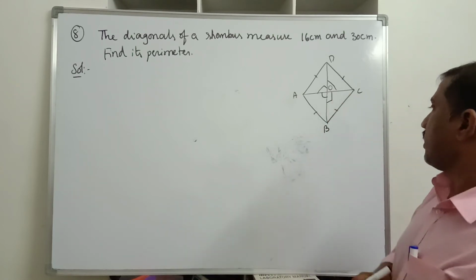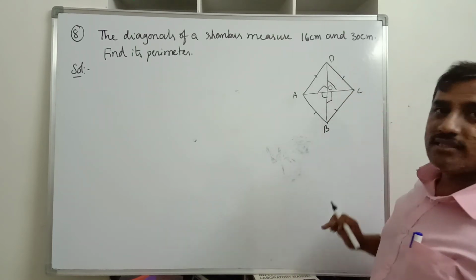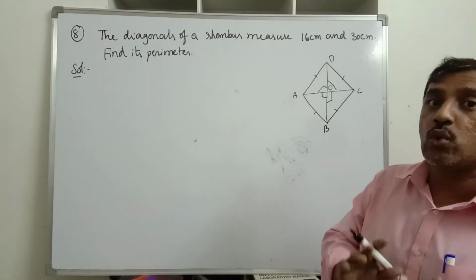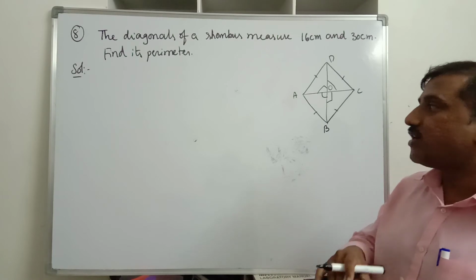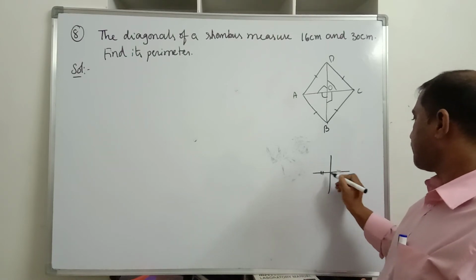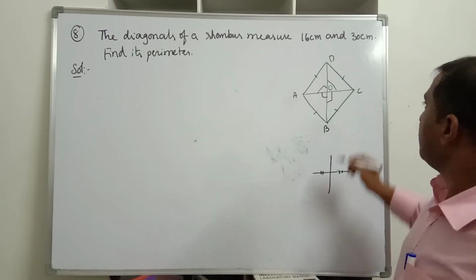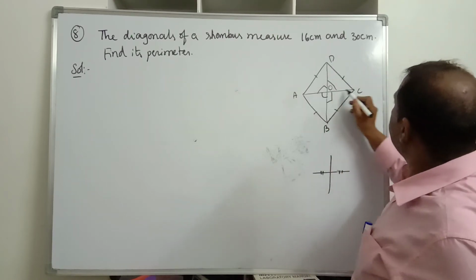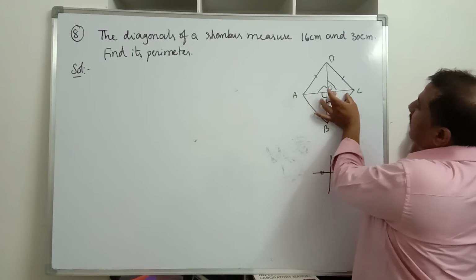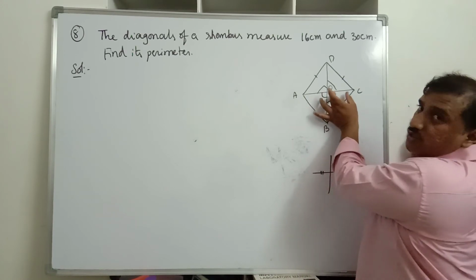Take any one right triangle. Now the two diagonals are perpendicular bisectors. Bisectors means dividing into two equal parts. Let this be a perpendicular bisector, meaning this length and this length are both equal. Therefore, BD is dividing AC into two equal parts, that is OA and OC. OA and OC are both equal.